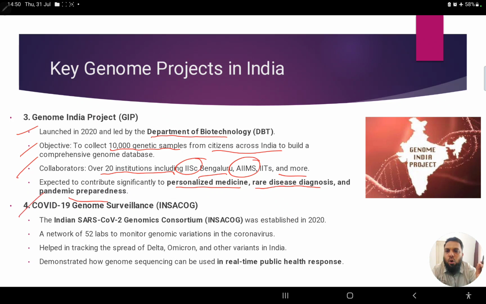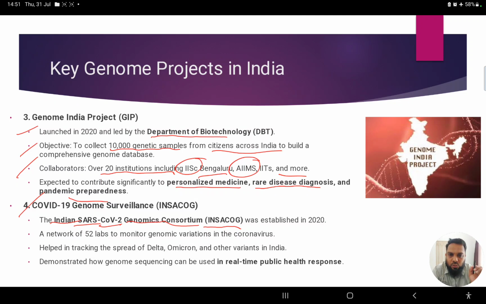Next, we see the COVID-19 genome surveillance. Right? The Indian SARS-CoV-2 Genomics Consortium, that is something called INSACOG. Right? SARS, I hope you know, is Severe Acute Respiratory Syndrome. So CoV is like coronavirus. SARS-CoV-2 Genomics Consortium, that is INSACOG.